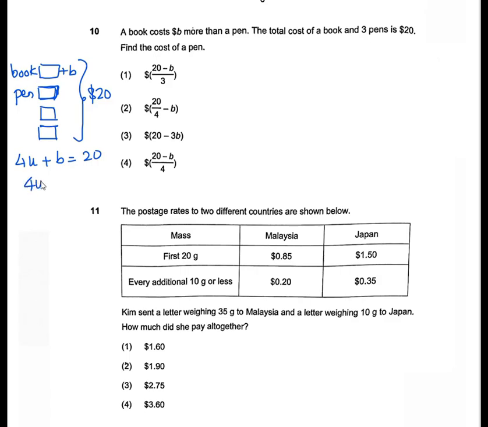Now 4 units is equal to 20 minus B. You bring the B to the other side, it becomes minus. 4 units is 20 minus B. So 1 unit is equal to (20 minus B) by 4. Because it's made of 4 identical units, one of them should be the total divided by 4. So now you choose here (20 minus B) by 4, and then you put a dollar because it's representing money. So this is the right choice.